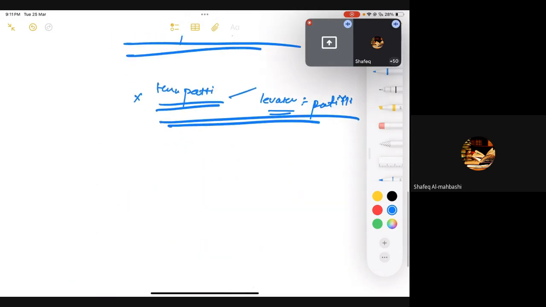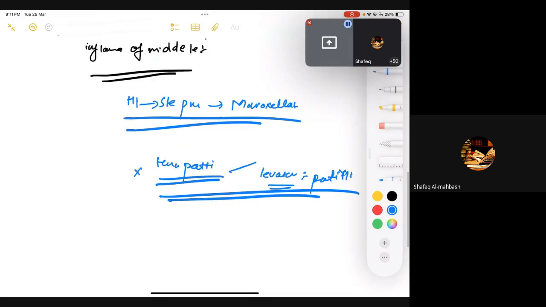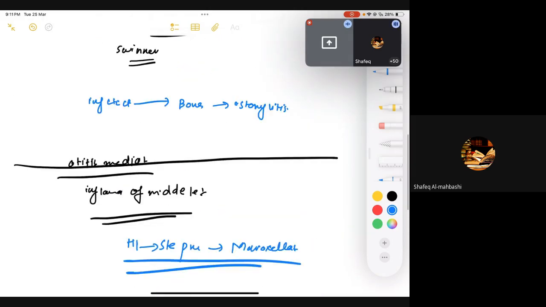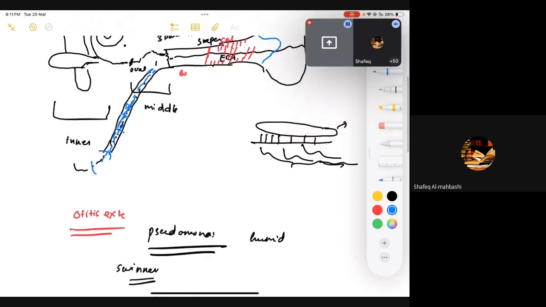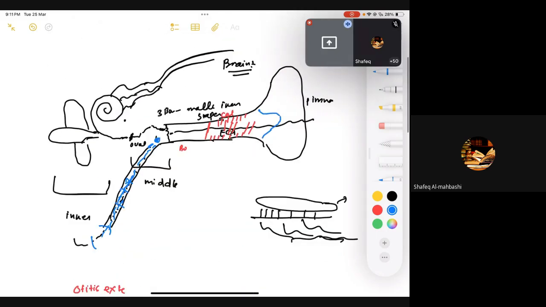So in otitis media we are going to have infections which spread back. You already know it. And there will be a bulging tympanic membrane. If we have infection going on here, then with an otoscope, the tympanic membrane would be red and bulging out.